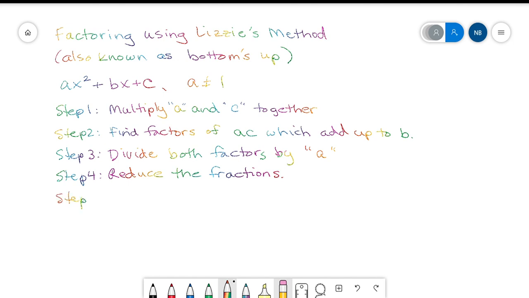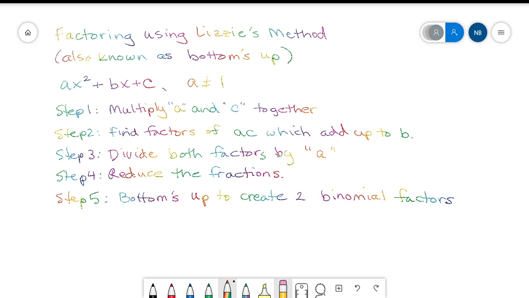Step 5. I'm simply going to call this bottoms up because it's very hard to describe in words. So we're going to use bottoms up to create 2 binomial factors. And then you're finished. Now when I do an actual example, I'm going to expand on steps 2 and 5 because it is difficult to describe exactly what we're going to do here.